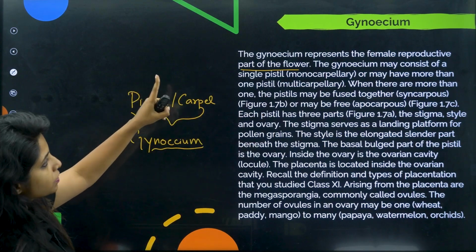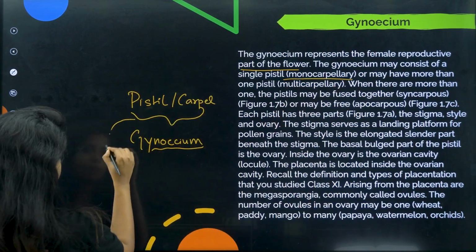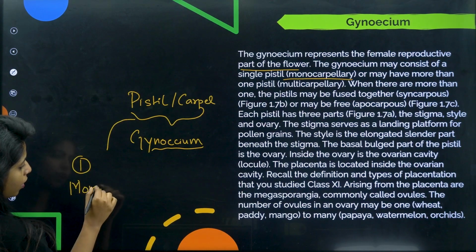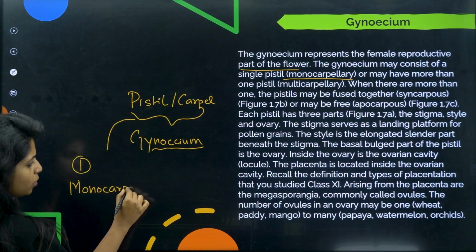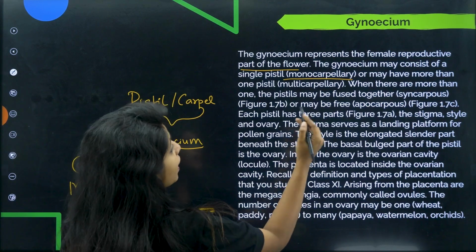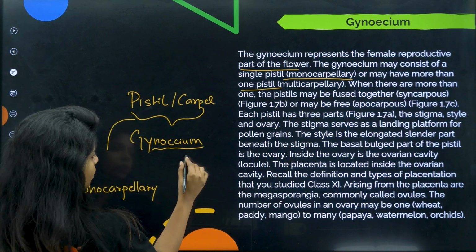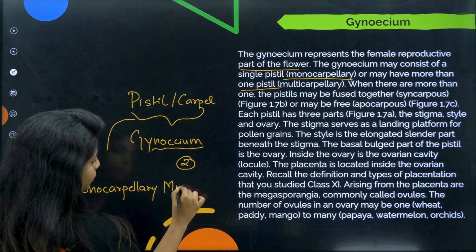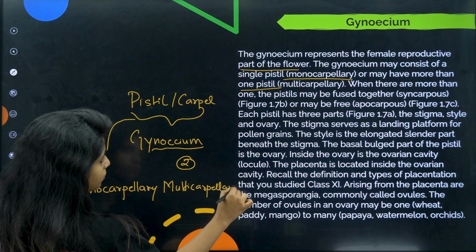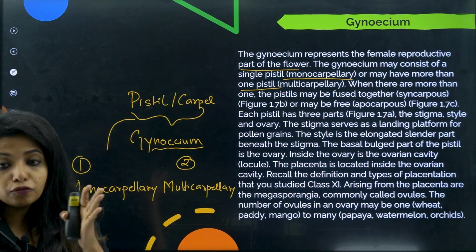It can be just one pistil. If it is a single pistil, you call it monocarpellary. Just imagine there is only one. As the name suggests, mono as in one and carpellary as in carpel. Or it may have more than one pistil. If it's more than one, what do you call it? Multicarpellary. When there is more than one pistil, the pistils may be fused together.